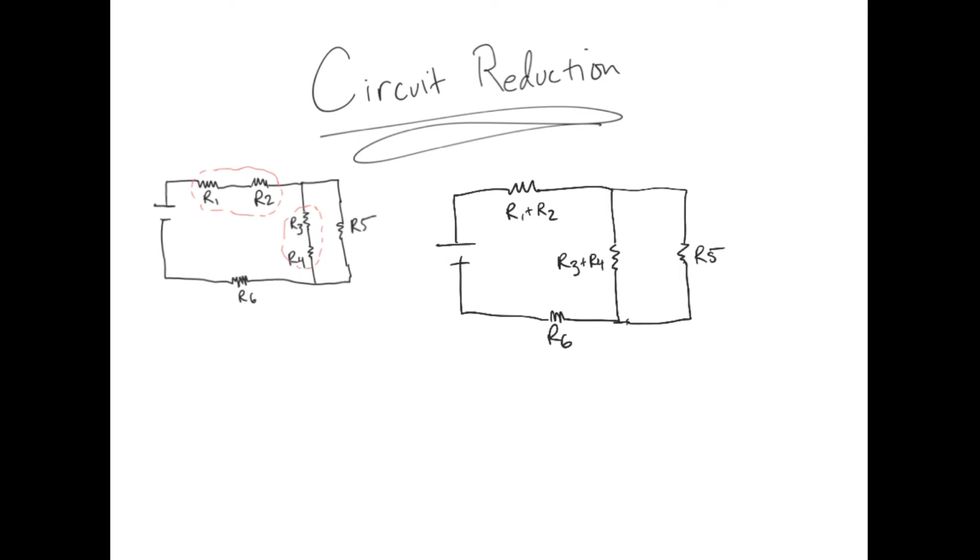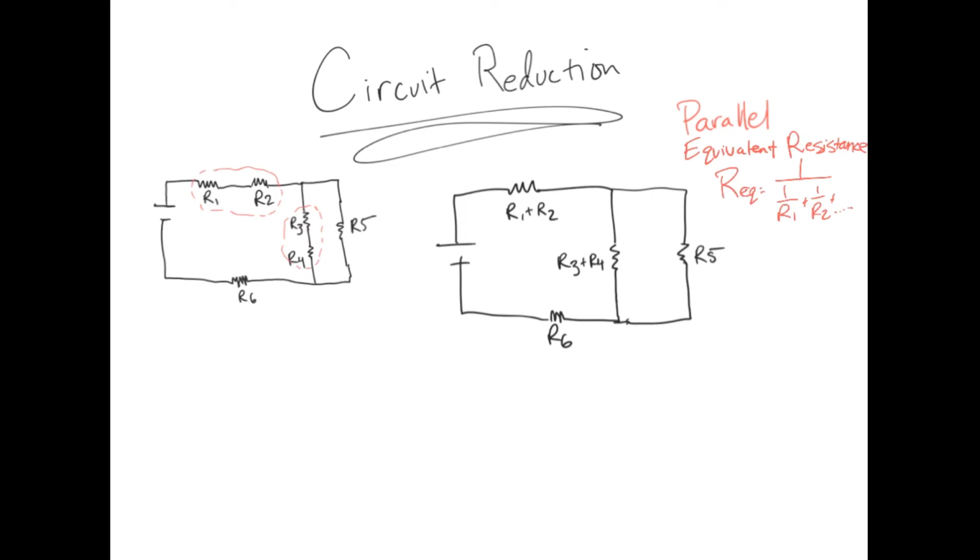Now, the parallel branches have this weird rule. Let me just write out the rule for parallel. For parallel equivalent resistance, equivalent is just a fancy way of saying the total in parallel. The way you do that is the equivalent resistance will equal 1 divided by 1 divided by R1 plus 1 divided by R2, plus however many different branches or terms there are that are in parallel to each other.